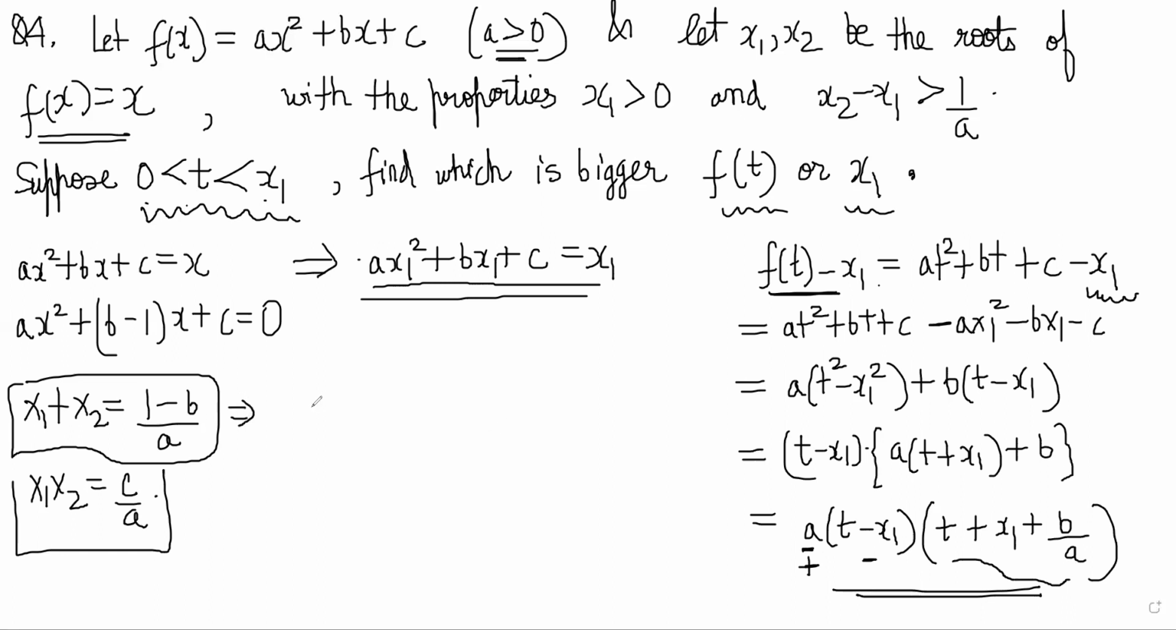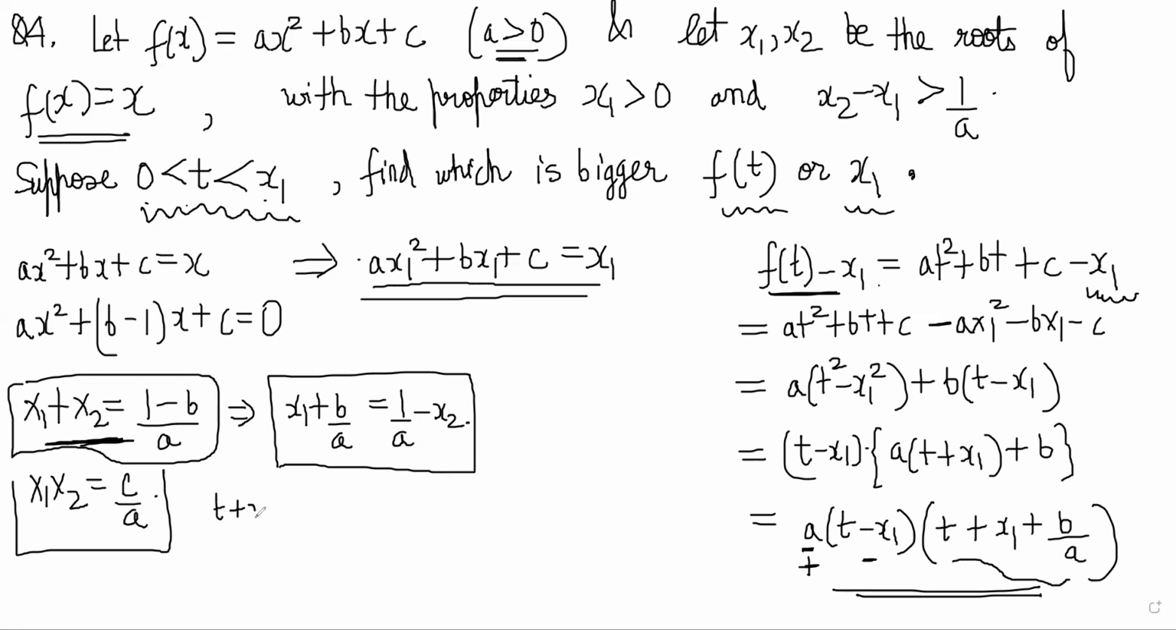Now, from this expression, we can say that x1 plus b by a is equal to 1 by a minus x2, right? 1 by a minus x2, correct? This is following directly from this expression, correct? So x1 plus b by a is 1 by a minus x2. So therefore, t plus x1 plus b by a, which is the term that we need to figure out here, is basically t plus 1 by a minus x2, right? T plus 1 by a minus x2.